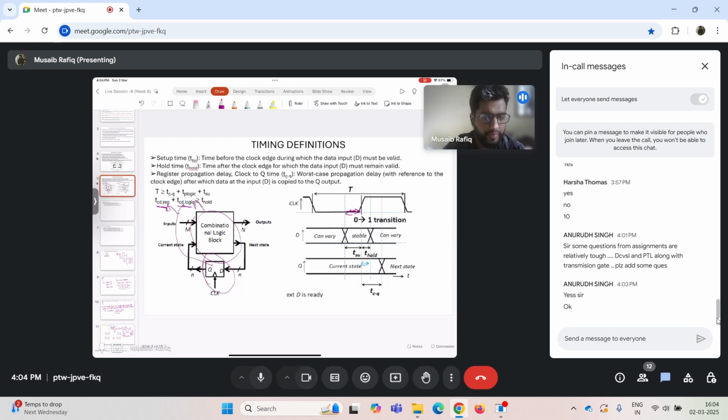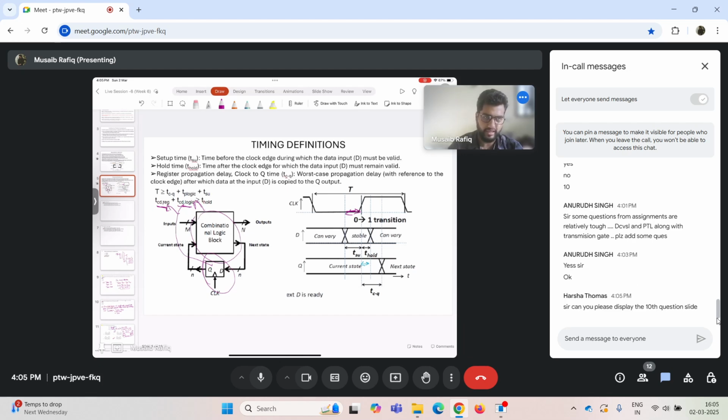So next week will be comprehensive problems related to sequential circuits. Even if the assignment problems are not that difficult, this week's live problems were pretty straightforward. But next week I'll make sure we discuss some comprehensive problems like we have been discussing so far. Even in combinational circuits, the problems we discussed were much more comprehensive, right? Can you please display the 10th question slide?